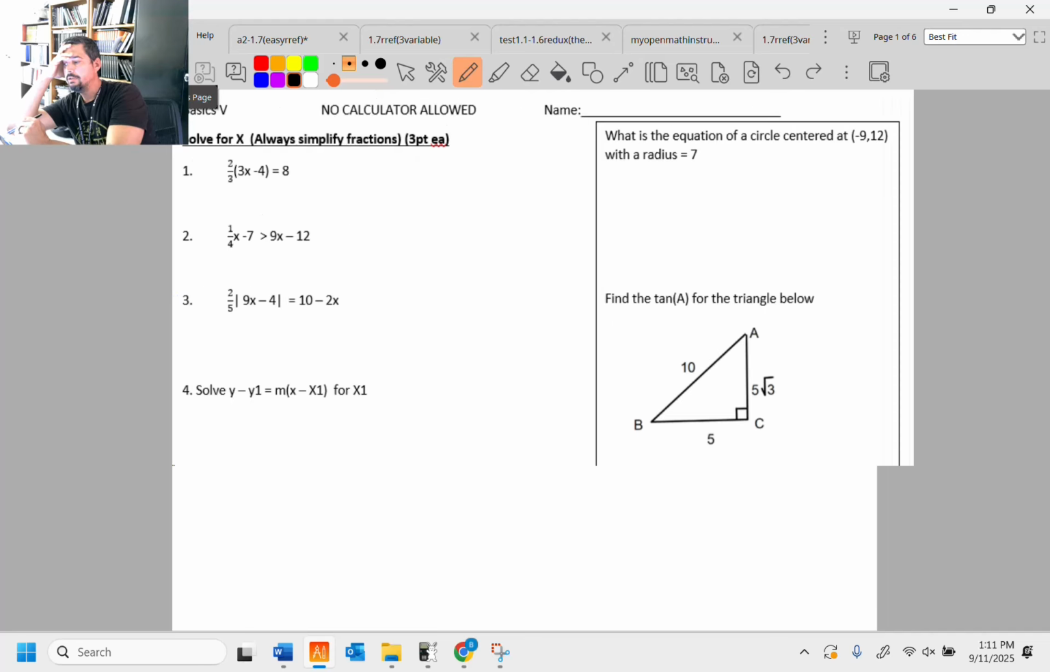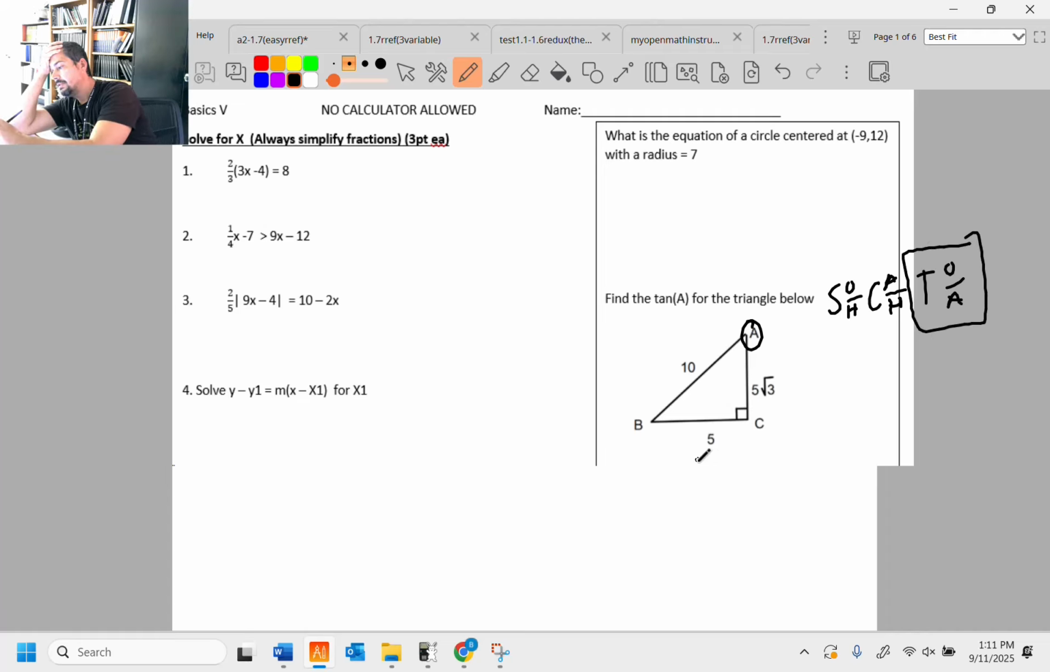And moving on to, let's do ACT first. Find the tangent of angle A for the triangle below. So you need to know SOHCAHTOA. I mean, you got a geometry credit last year, right? So you got to know SOHCAHTOA. And you're looking at angle A. And I'm doing tangent, so it's opposite over adjacent, and the 5 is opposite of the angle A. 5 root 3 is adjacent to angle A, and 10, of course, is the hypotenuse.